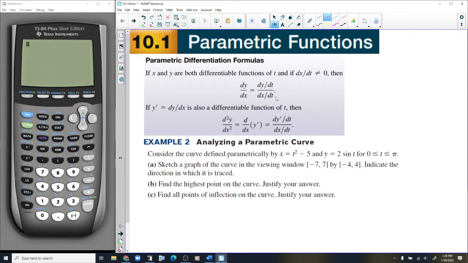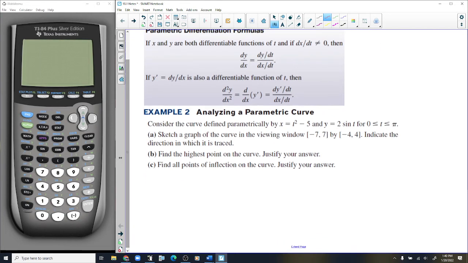The second derivative has a little catch to it. When you take the derivative of the function y, you do dy over dx. But when you take the derivative of the derivative, you do it over dx again. So you have to keep dividing by dx/dt every time you do a new derivative. There's a little extra piece to it that I'll show you in this example.